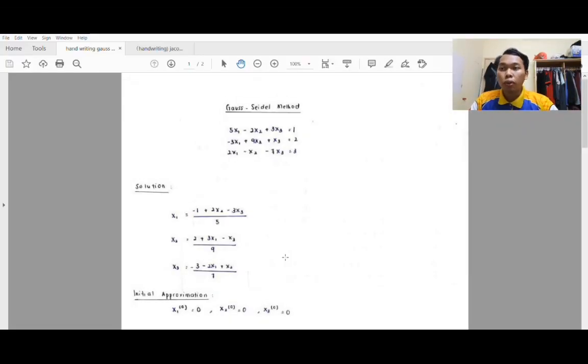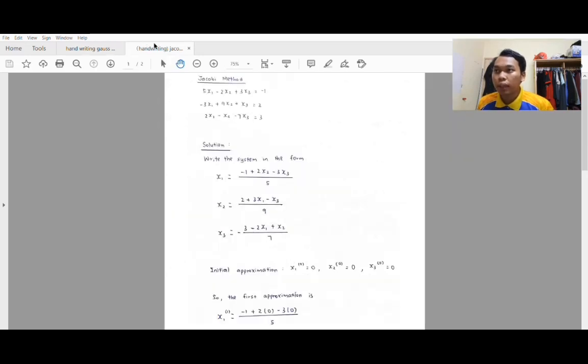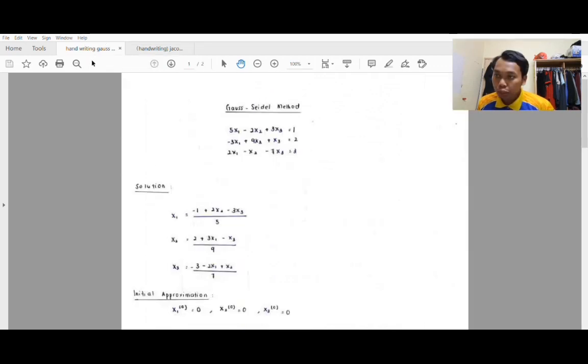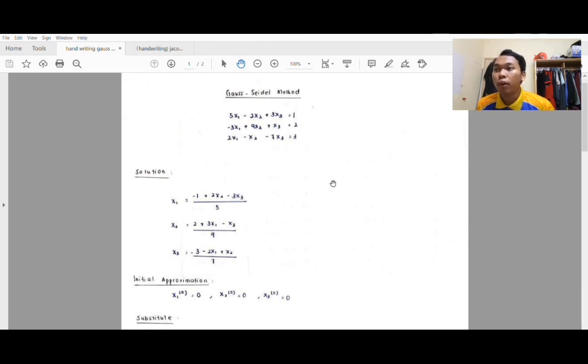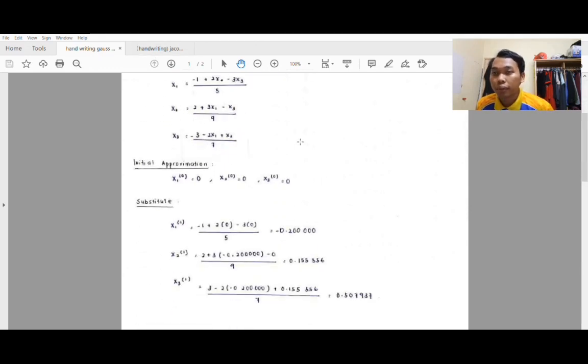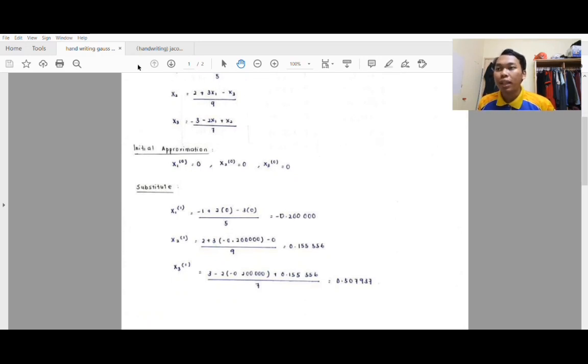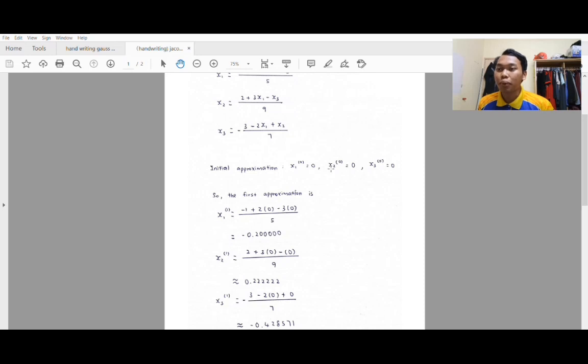Okay, for now we want to compare the handwritten Gauss-Seidel method and Jacobi method. For the comparison, the first step is the same, which is we make x1, x2, and x3 the subject of the given equations. So here we get the same equations for x1, x2, and x3 for the Gauss-Seidel method and the Jacobi method. It starts to be different where we put the initial approximation.